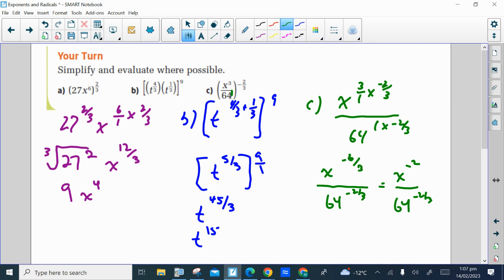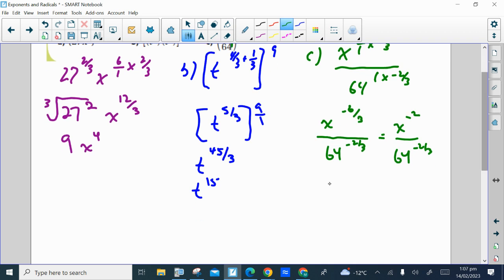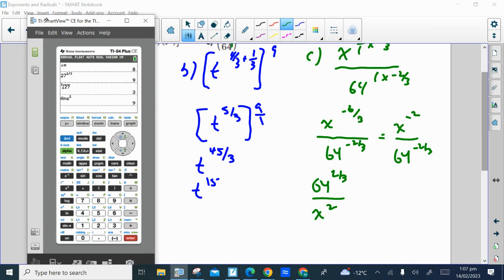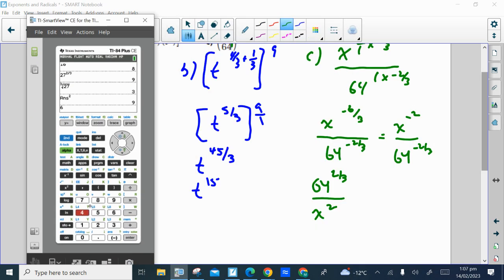But now we have to make the negative exponents positive. So Peyton, how do we do that? You switch them, exactly. The x will move to the bottom, the 64 will move to the top. And when you do that, the exponents both change from negatives to positives. You just switch them. Now, 64 to the 2/3. Again, if you do that on your calculator, you're going to get an actual number. 64 to the power 2 over 3 is actually 16.